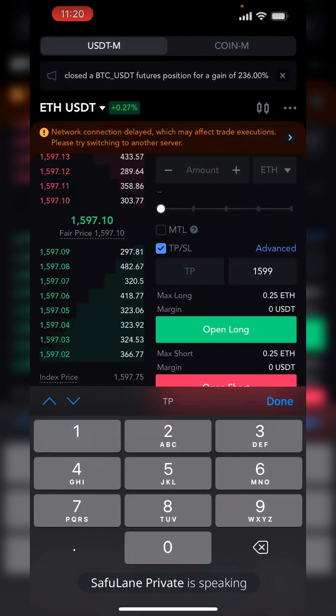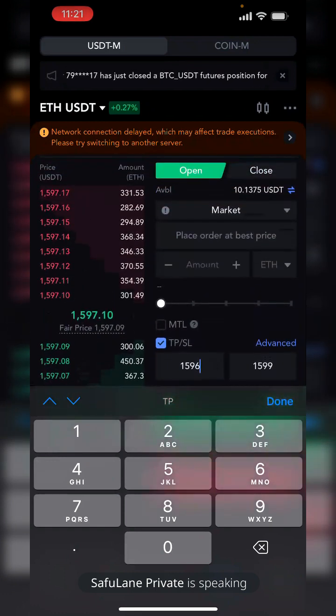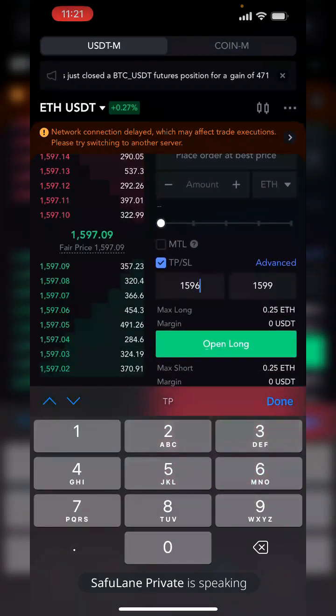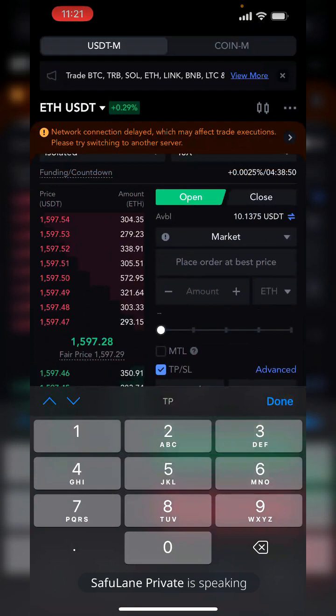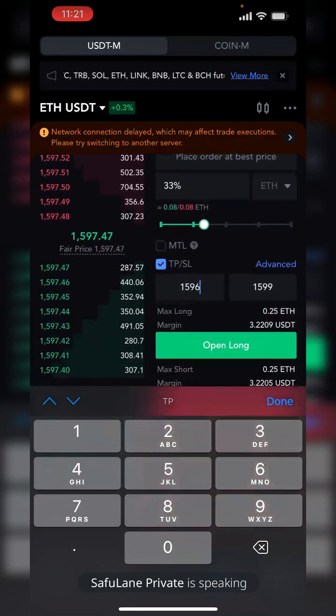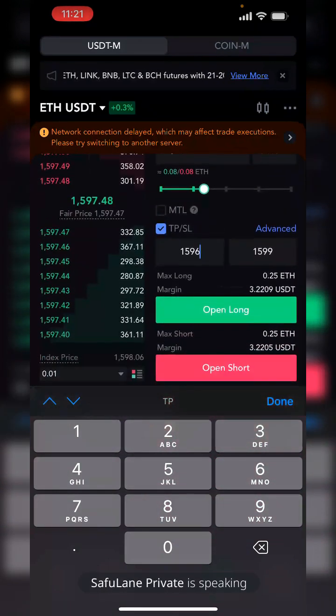And I want my prediction, the take profit, to be that the price is going to come down to 1596. Yeah, 1596. I'm not sure if it's going to allow me to take on this trade, but let's check. Then I'm going to enter the amount. So right now, do I even have any amount? Okay, so I have $10.